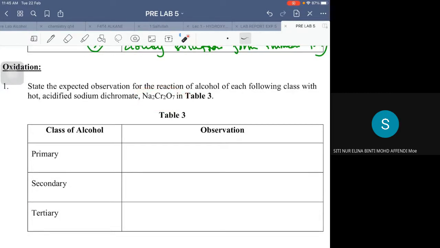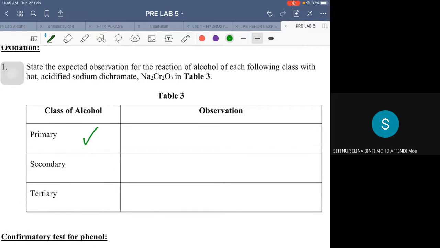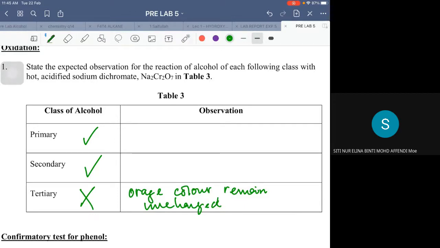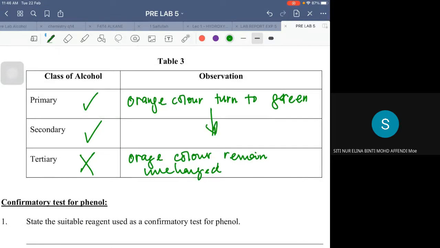So untuk primary boleh oxidize. So ini boleh oxidize, boleh tak boleh oxidize. So orange colour remain unchanged. Okay, primary and secondary can be oxidized. Apa kita nak tunjukkan? Orange colour turn to green. Ini pun sama. Okay, sama.